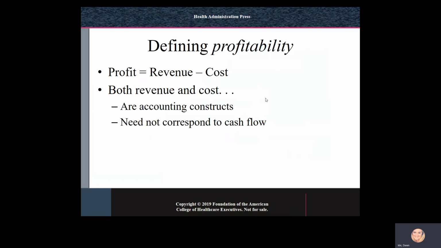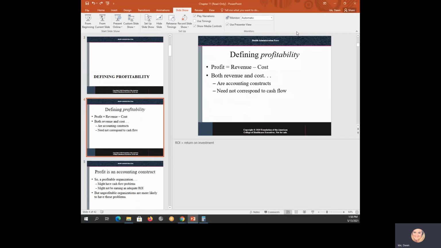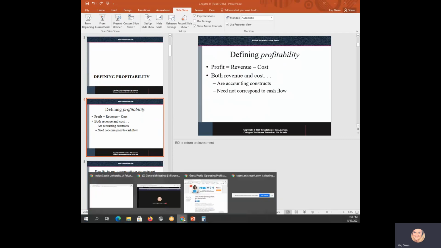Both revenue and cost are accounting principles and constructs, and they need not correspond to cash flow. We'll talk about that a little more as we move on, and we'll also talk about return on investment. If you invest in something, you want to make sure you actually make money. That's what we're looking for. But to drive this home, let's see a very short video about it.